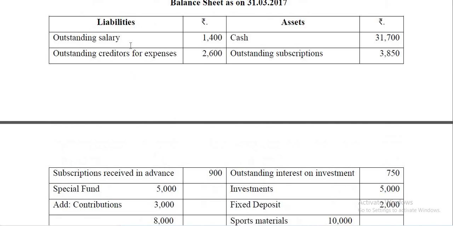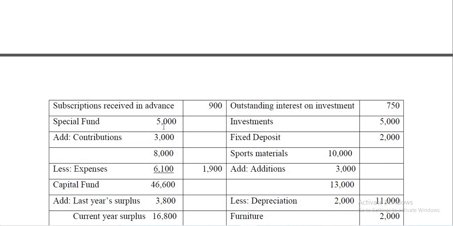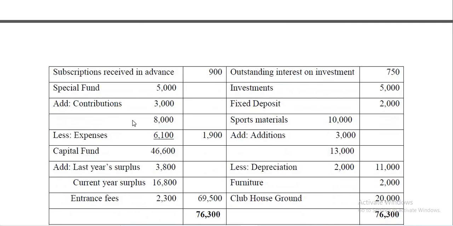Look at the liability side. Outstanding salary for the year ended 31st March 2017, 1,400. Outstanding creditors for expenses 2,600. Subscription received in advance is not the income of current year, therefore liability 900. Special fund 5,000. Contribution to special fund during the current year 3,000, and paid out of special fund, expenses incurred or met is 6,100, so 1,900.